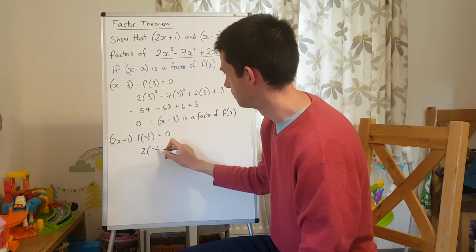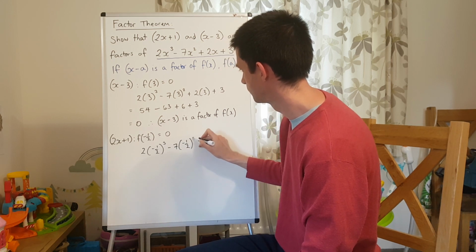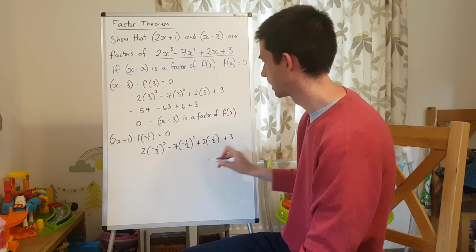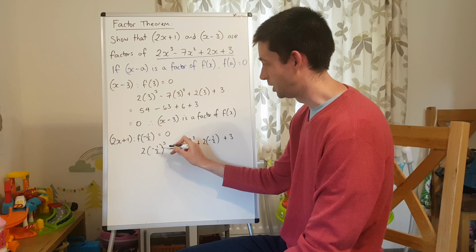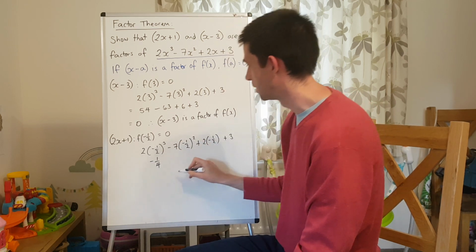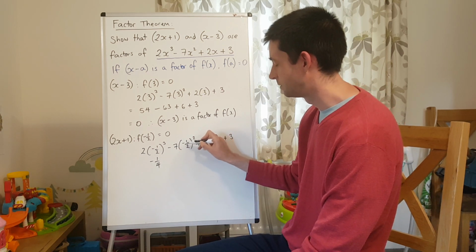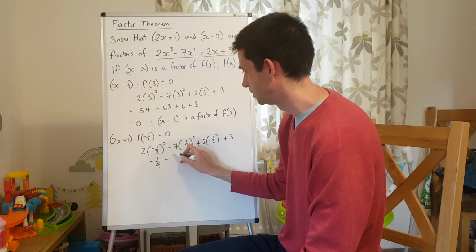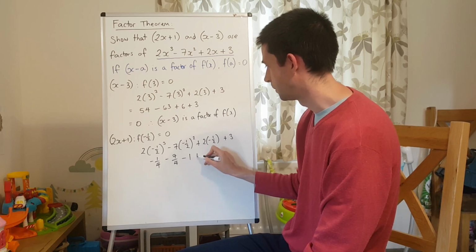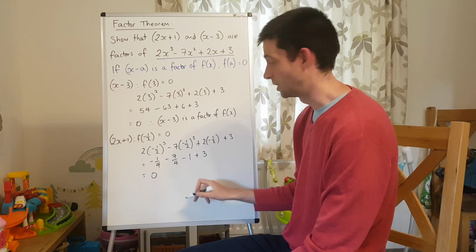So again, if we put minus a half into the same function, we're expecting to get an answer of 0. So 2 lots of negative a half cubed. Negative a half cubed is negative an eighth, so we've got negative 1/4. Minus 7 lots of negative a half squared. Negative a half squared is positive a quarter, so we're taking away 7 over 4. 2 times negative 1, take away 1, plus 3, and all of those sum to make 0.